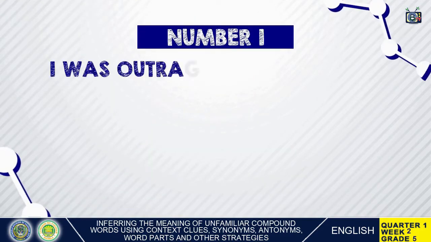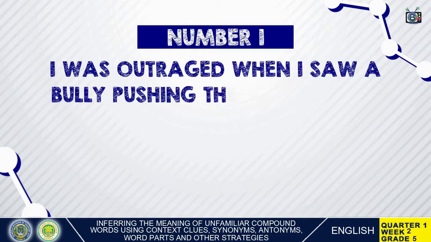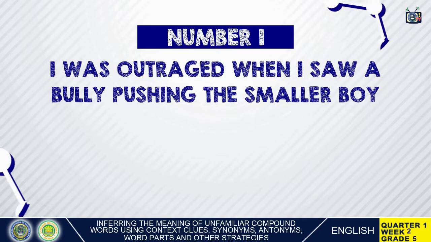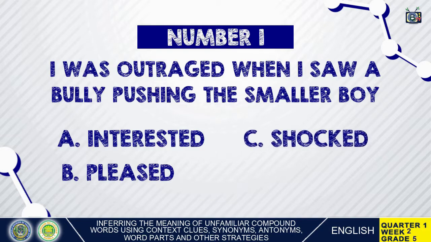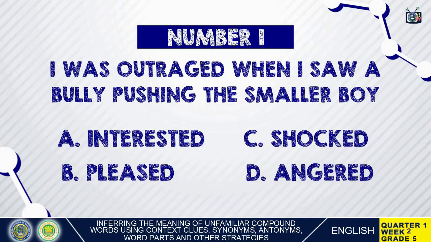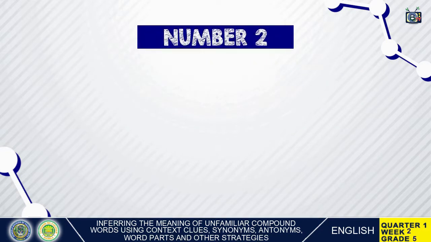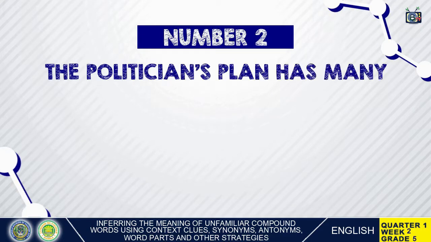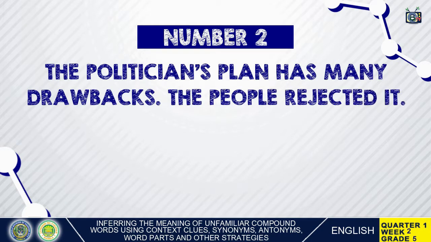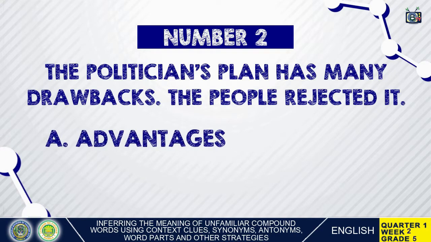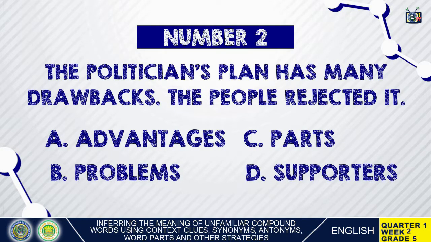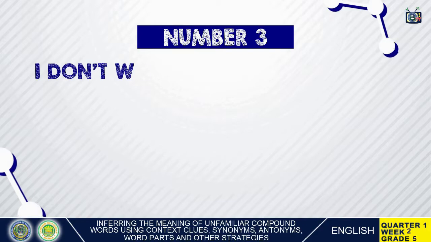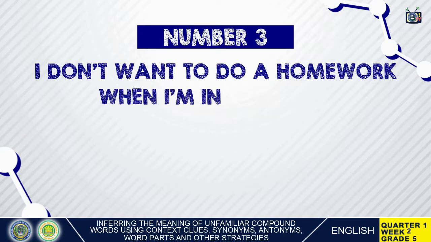Number 1. I was outraged when I saw a bully pushing the smaller boy. A. Interested. B. Pleased. C. Shocked. D. Angered. Number 2. The politician's plan has many drawbacks. The people rejected it. A. Advantages. B. Problems. C. Parts. D. Supporters. Number 3. I don't want to do homework when I'm in the house.